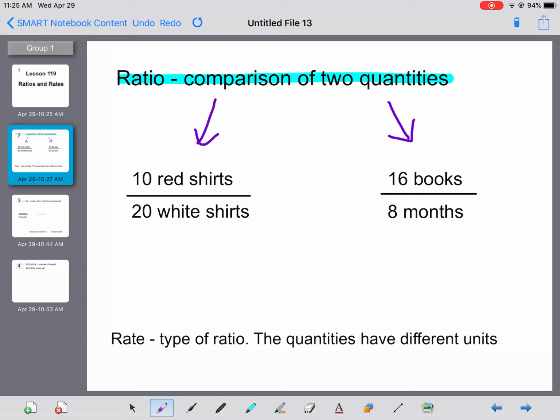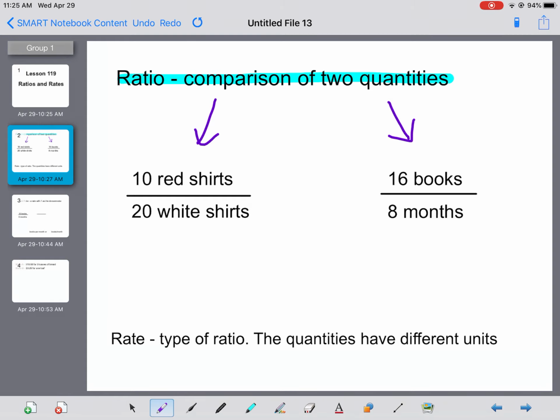So for the first example, you can imagine there's a group of 30 people. 10 of them are wearing red shirts and 20 are wearing white shirts. So we are comparing the red shirts to white shirts, and the comparison is there are 10 red to 20 white shirts.